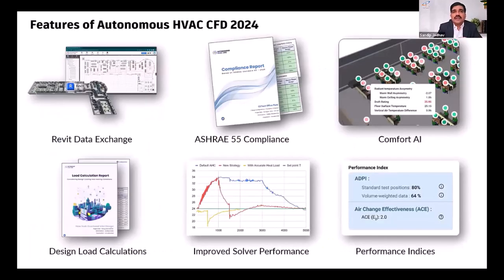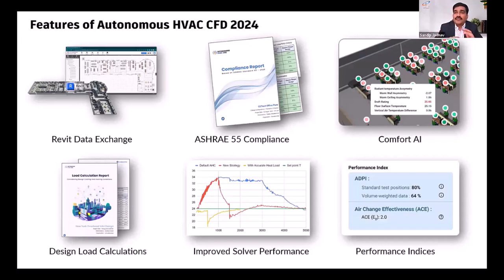Some of the key features of AHC are, like, I think I already talked about data exchange. We now have a complete ASHRAE 55 compliance report generation tool. It goes through the complete simulation and generates the compliance report. If you have a really good space design, it will tell which spaces are compliant and which spaces are not compliant. It also does a lot of detailed analysis about local discomfort, which is a part of ASHRAE 55 compliance, and reports all of that. That has become a really good tool for some of the early users who are already trying this product.